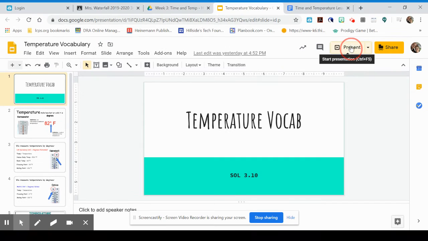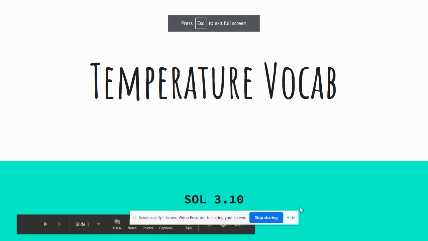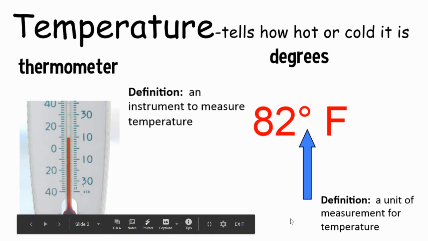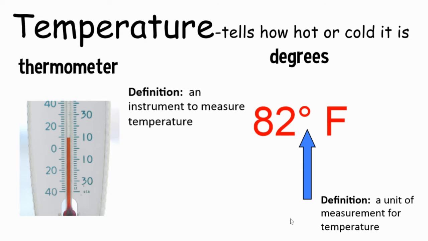To look at our temperature vocabulary for today. If we go ahead and move to what temperature is, it actually tells how hot or cold it is, whether it's outside or it's something that you're using a thermometer to measure. So the thermometer is the instrument that we use to measure temperature.